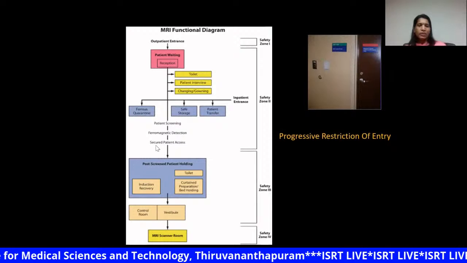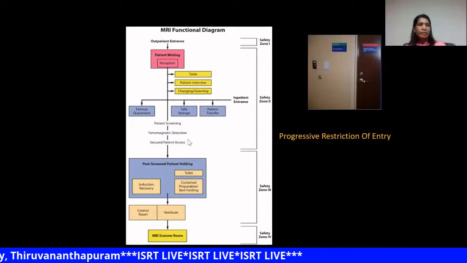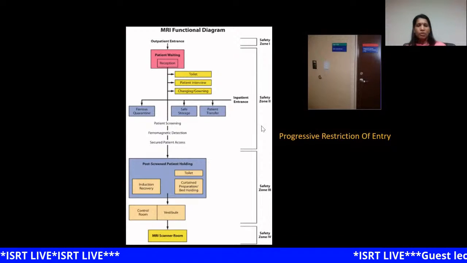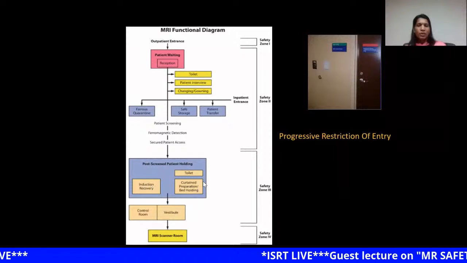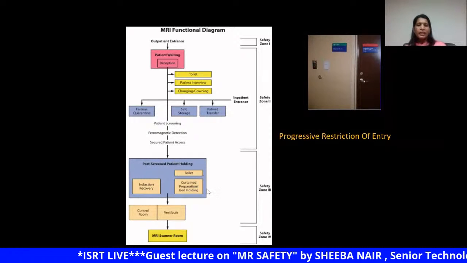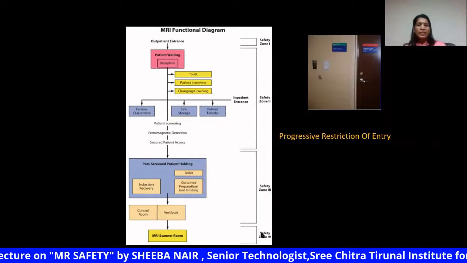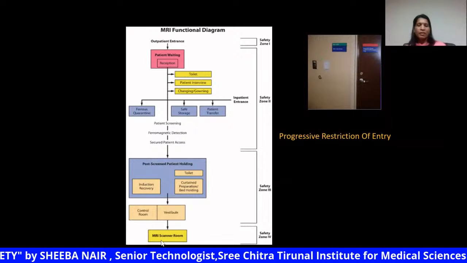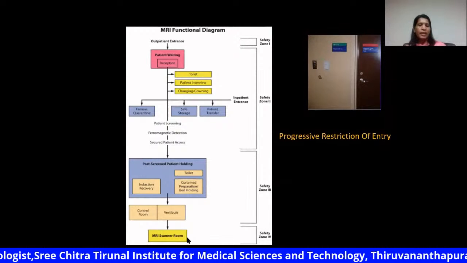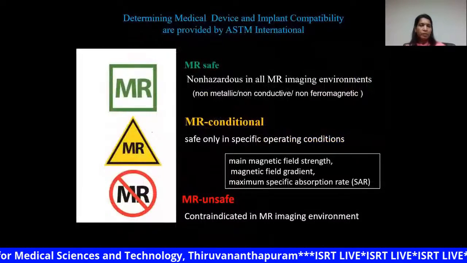between zone 2 and 3 there should be a safety secured patient access, either by biometric or key locking system. And in zone 3, the screened personnel should be supervised by a level 1 MR trained personnel. Zone 4 is the area where the MR scanner is located. Here the patient has to enter along with a level 2 trained MR technologist.